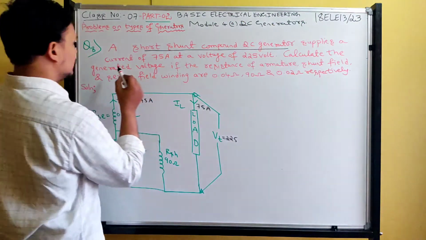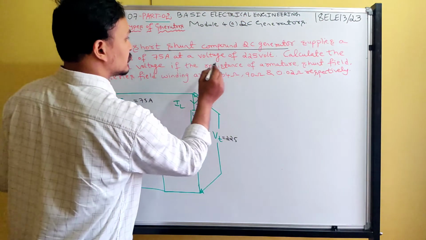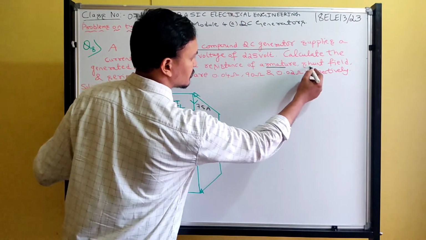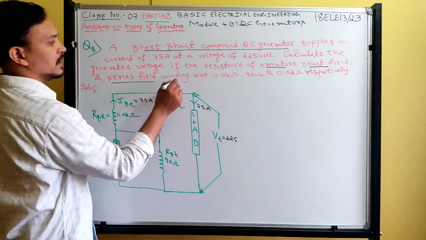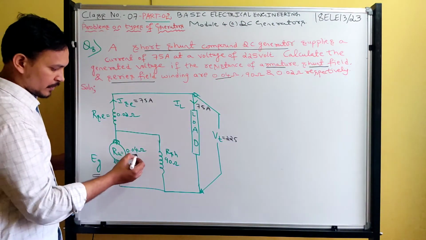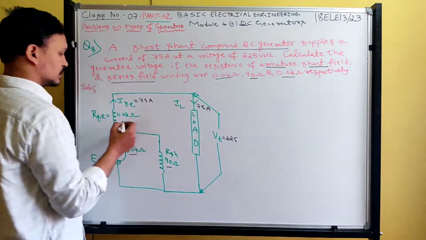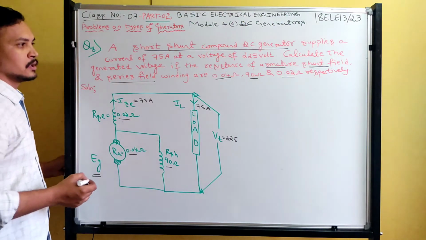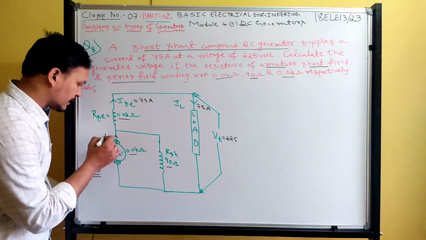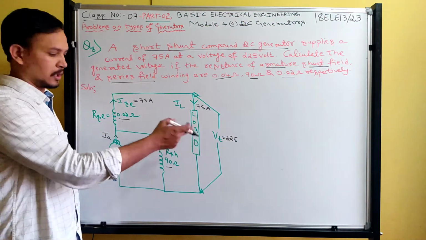And they are asking to calculate the generated voltage, EG. The resistances are given in this order: armature, shunt field, and series field winding. What is the first one? Armature. So armature resistance is 0.04 ohms, shunt field is 90 ohms, and series field resistance is 0.02 ohm respectively. Now, this armature is going to develop some current Ia, and that current is going to supply the load side, the external circuit.